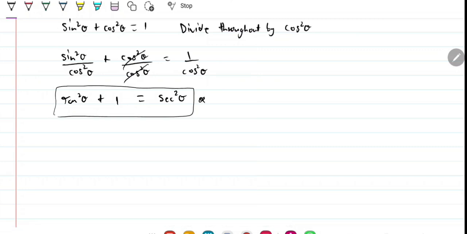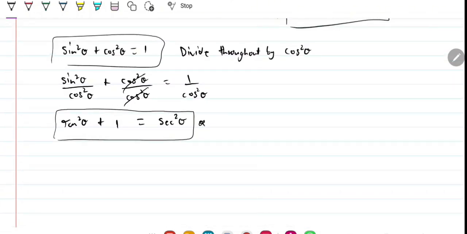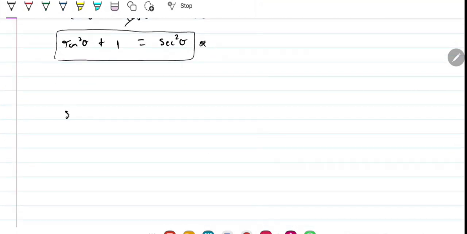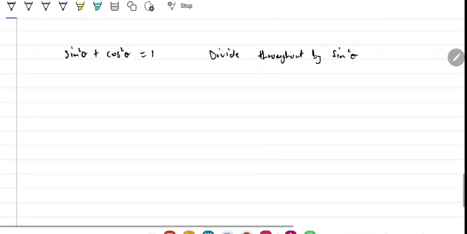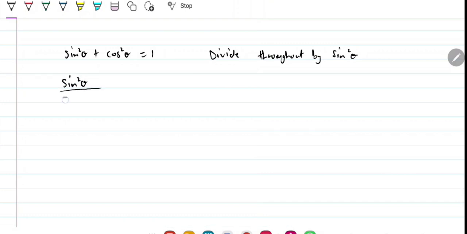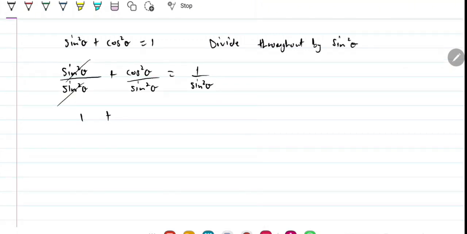Right? Now, let's say I take this same equation, and this time I decide to divide throughout by sine squared theta. I'll end up with sine squared theta over sine squared theta plus cos squared theta over sine squared theta is equal to 1 over sine squared theta. Right? So sine squared theta and sine squared theta cancel out. I have 1 plus, all right, this is cos squared theta over sine squared theta.